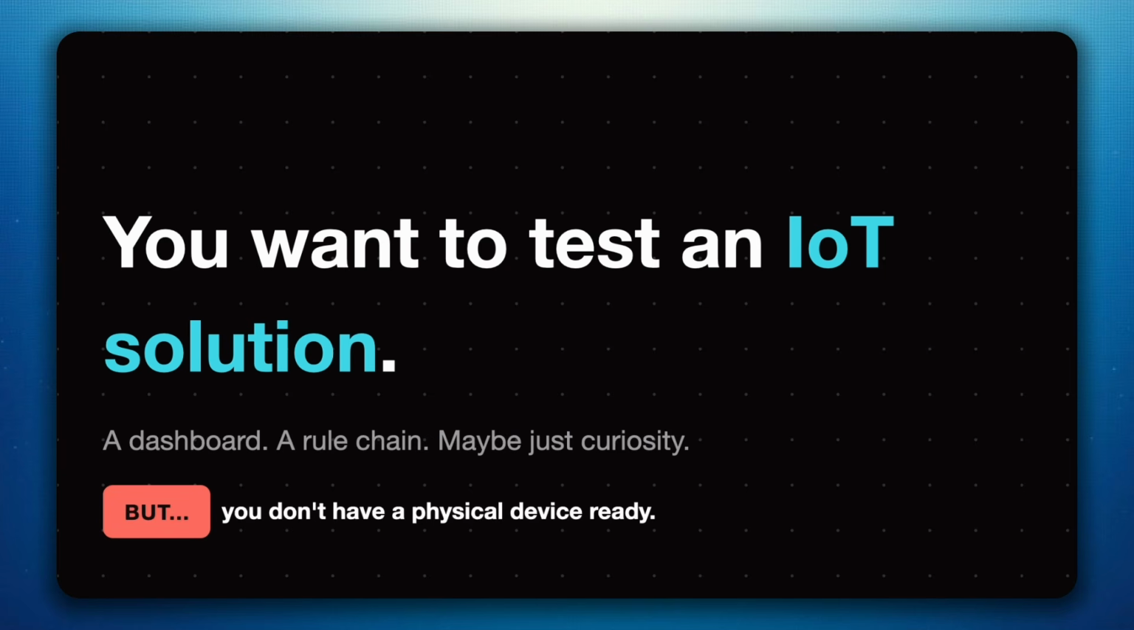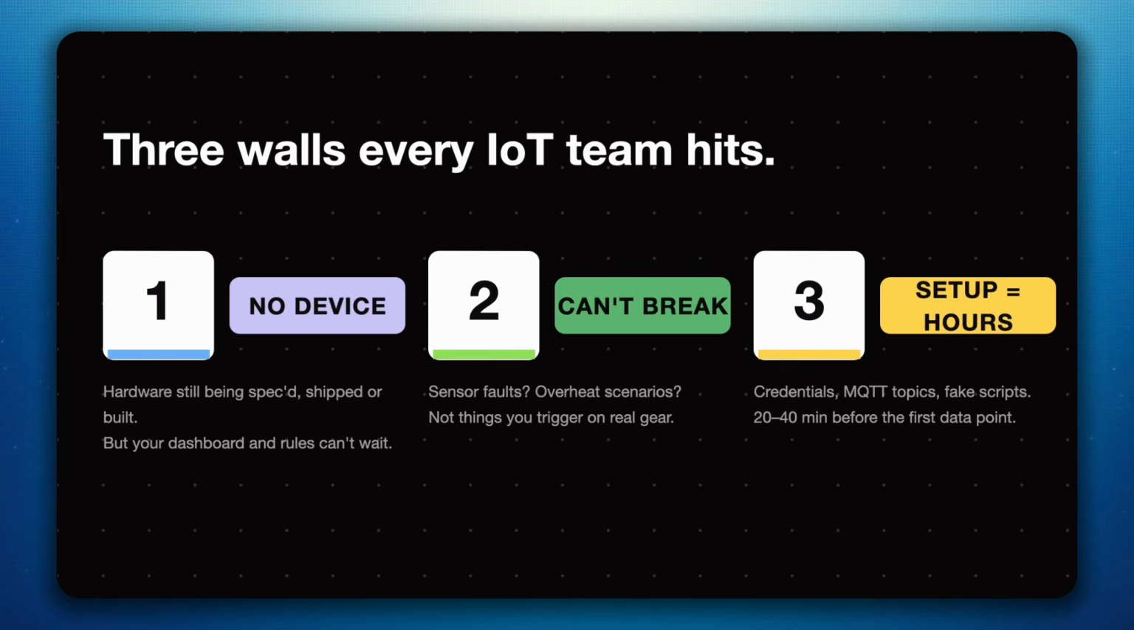You want to test an IoT solution in ThingsBoard. Maybe build a dashboard, validate a rule chain, or just explore what the platform can do. But there's a problem. You don't have a physical device ready. Or maybe you do, but triggering a sensor fault or an overheating scenario on real equipment, not exactly something you want to do on purpose.